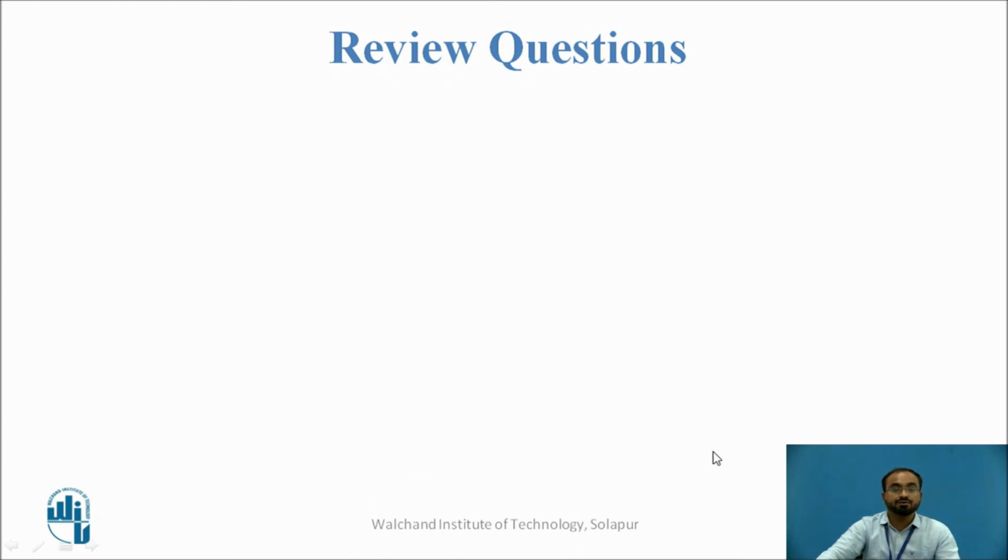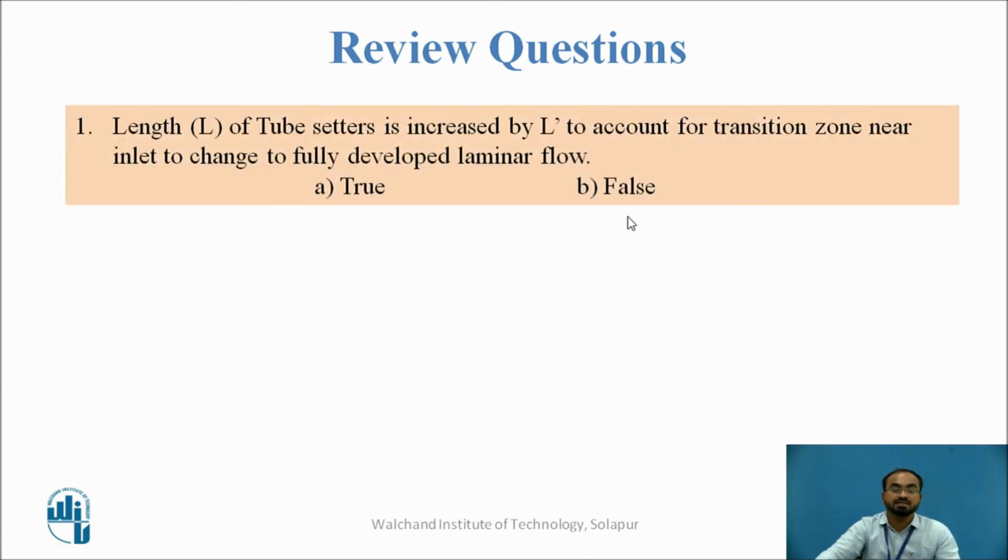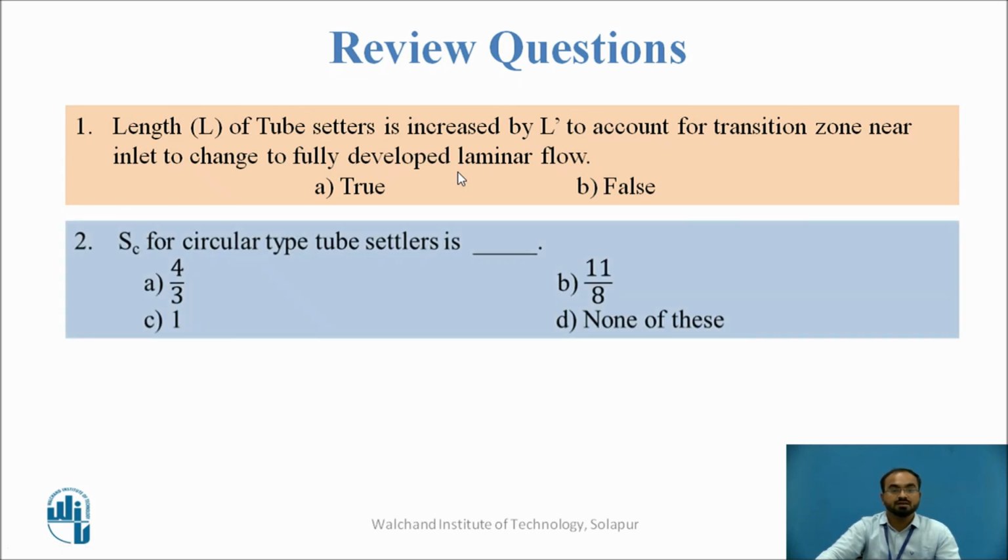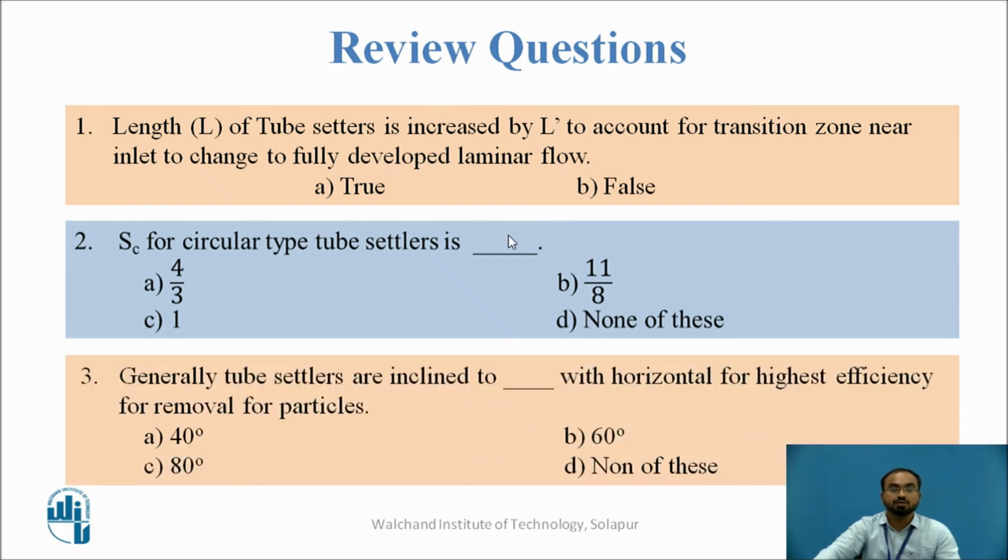So let us have a few review questions. The length of tube settlers is increased by L dash to account for the transition zone near the inlet to change to fully developed laminar flow. Whether the statement is true or false. SC for circular pipe tube settlers is dash, and generally tube settlers are inclined at dash with the horizontal for the highest efficiency for removal of particles.